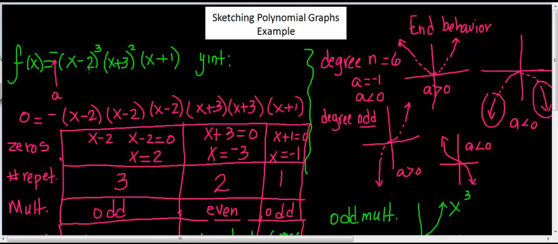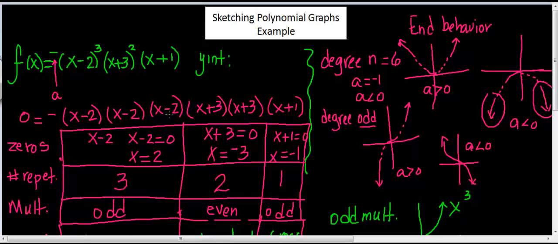Some students will do -2 times 3 times 1. That's wrong because this -2 you have 3 times. So it's -2 cubed. So when you do it in expanded form, you sure won't miss any of the constants. So let's start multiplying. I have -2 times -2 times -2.